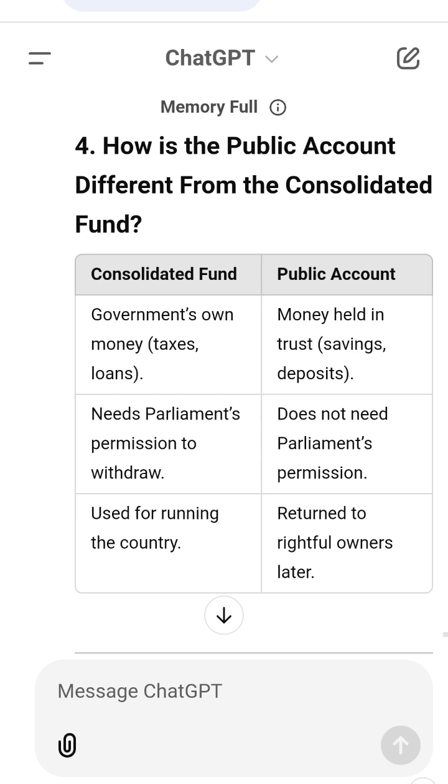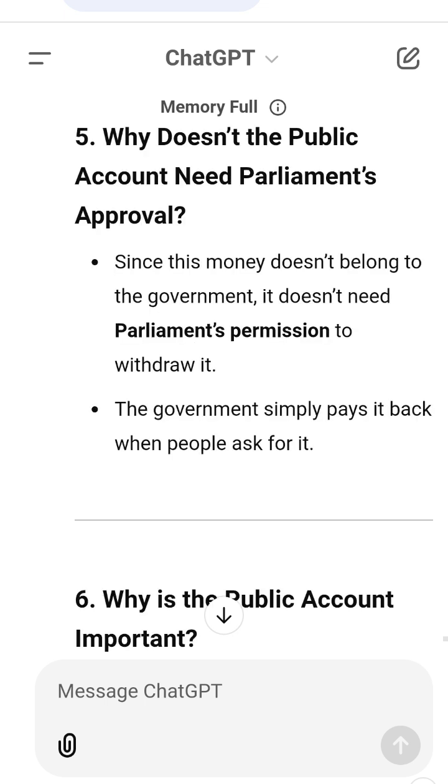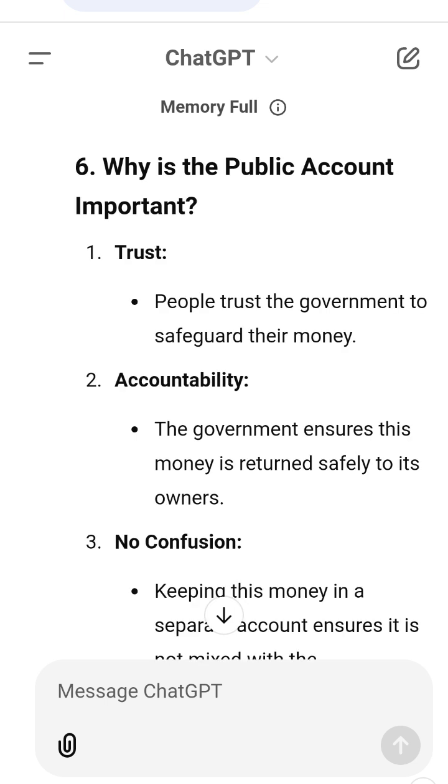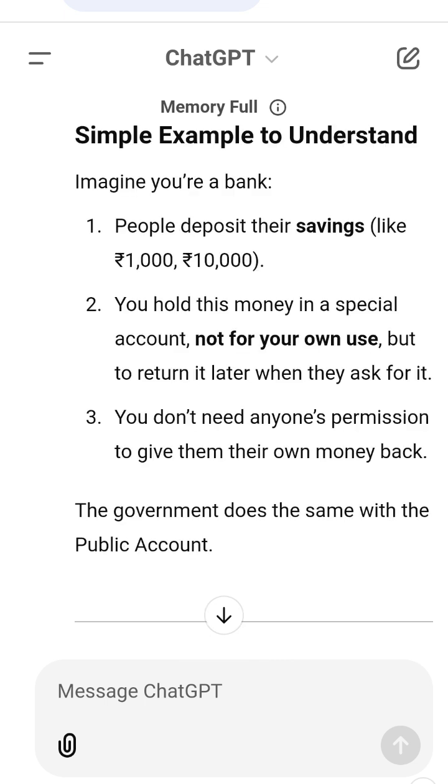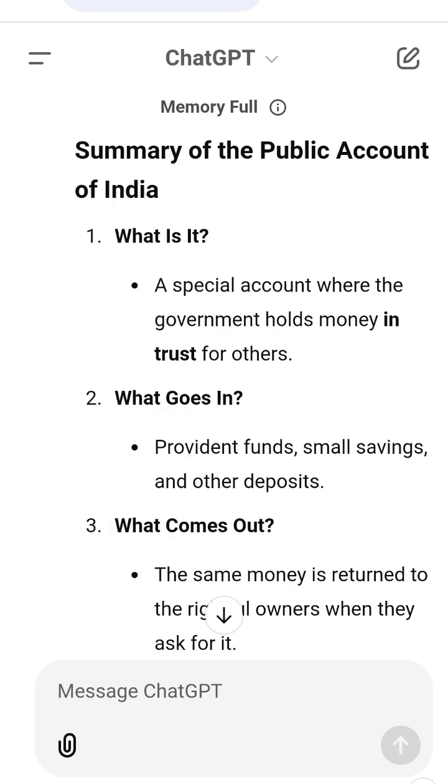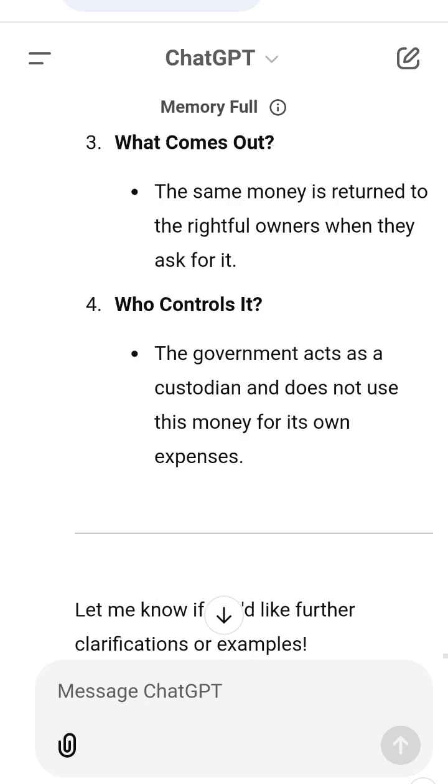The government does the same with the public account. Summary of the Public Account of India. 1. What is it? A special account where the government holds money in trust for others. 2. What goes in? Provident funds, small savings and other deposits. 3. What comes out? The same money is returned to the rightful owners when they ask for it. 4. Who controls it? The government acts as a custodian and does not use this money for its own expenses. Let me know if you'd like further clarifications or examples.